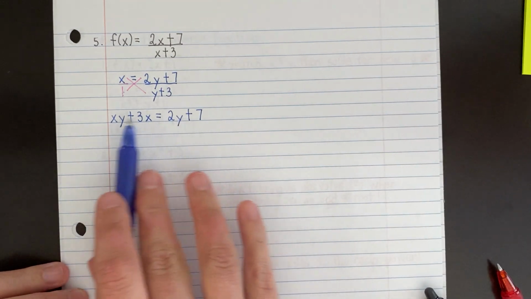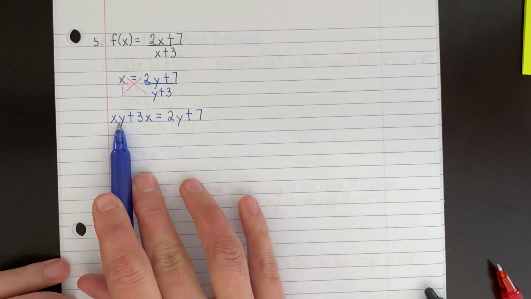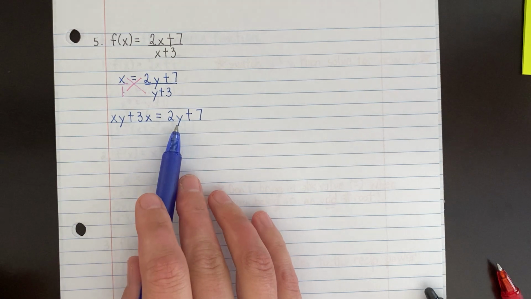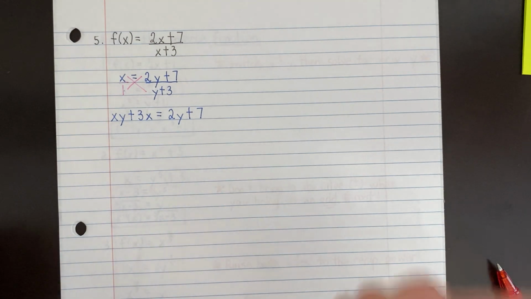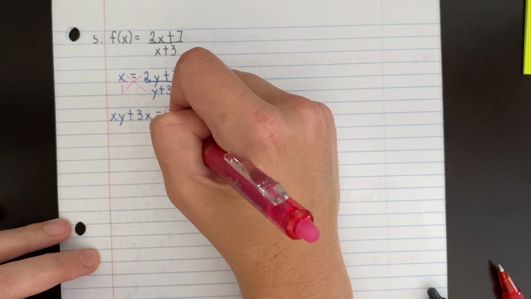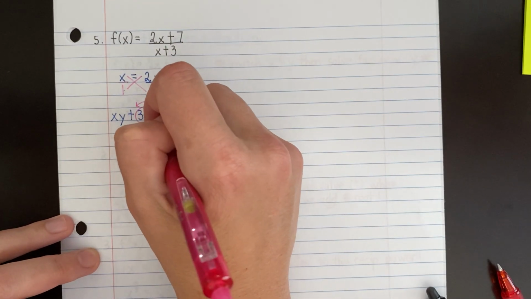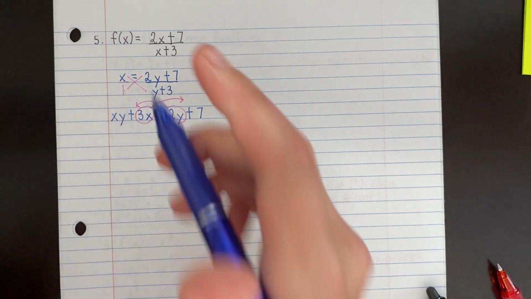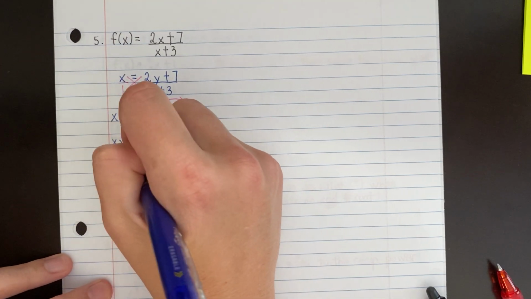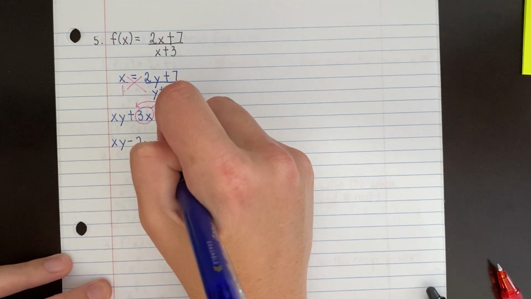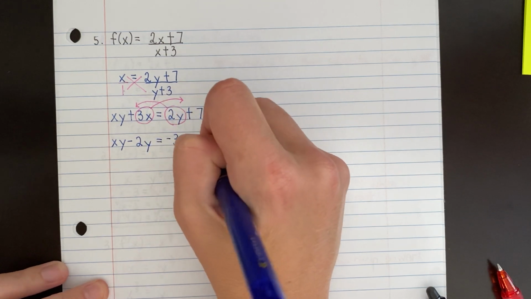Remember, the goal is to get the y by itself. Well, we've got a y in this term and a y in this term. I really need to gather the terms that have y in them. So I'm going to move this term that has y across this side. Since this term doesn't have a y in it, I'm going to move it across this side. So I'm going to have xy minus 2y equals negative 3x plus 7.